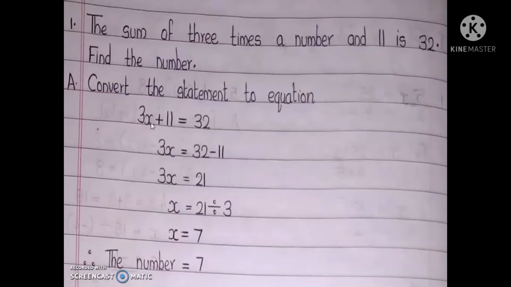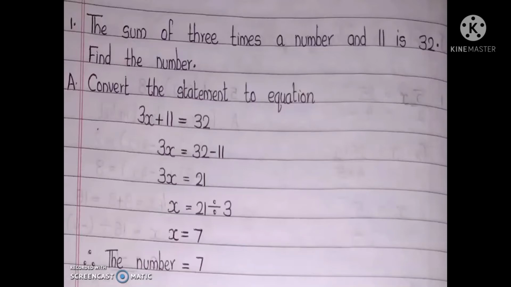3 times a number. Here number is not given to you, so you will take the number as x. So 3 times a number means 3x. And 11. What is the operation here? It is sum. Sum means addition. So 3x plus 11 equal to 32.